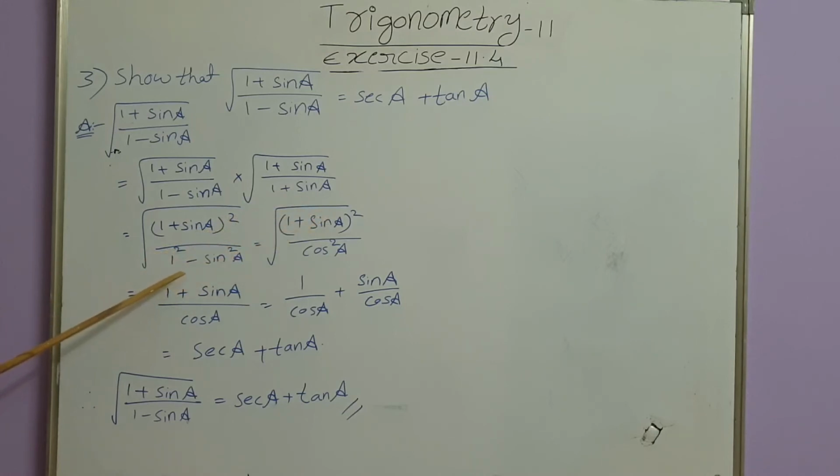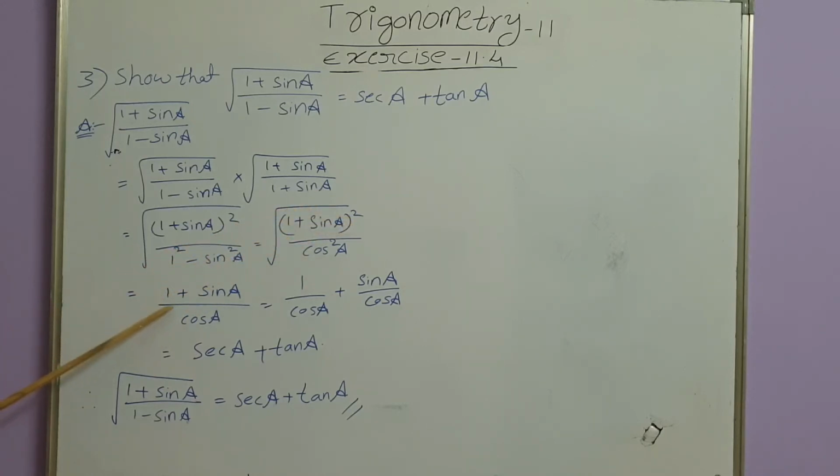So a square minus b square, 1 square minus sin square A is equal to the square root of (1 plus sin A) whole square by 1. 1 square minus (1 minus sin square A) is equal to cos square A. So substituting here, cos square A is equal to this square, and the root cancels.